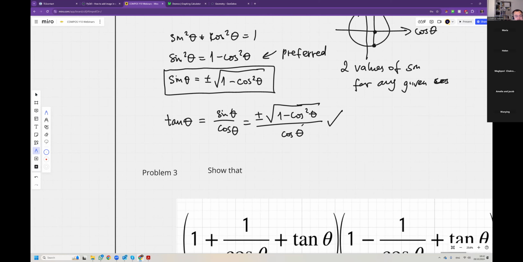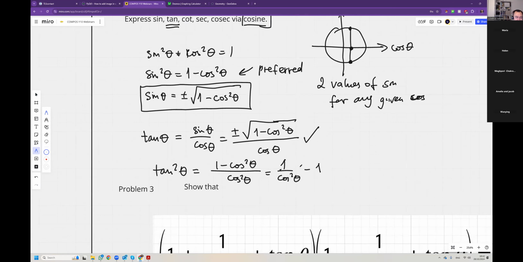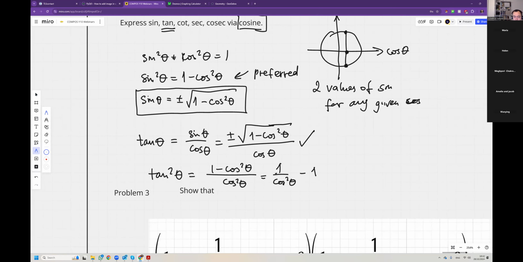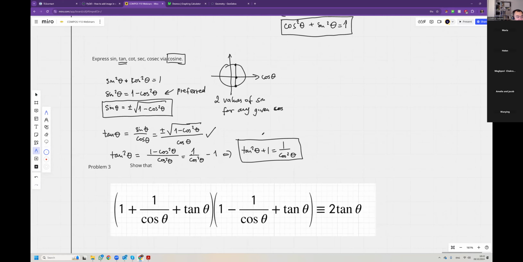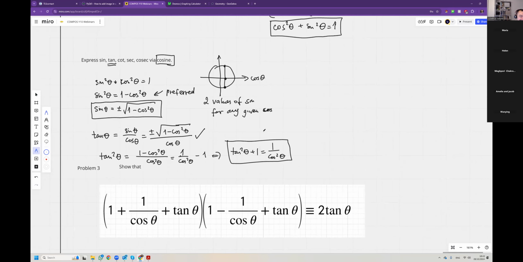So we've done tan, but if you do tan squared theta, it becomes 1 minus cos squared theta over cos squared theta, and that actually becomes 1 over cos squared theta minus 1, which is quite a beautiful formula if you ask me. You can write it down as tan squared theta plus 1 equals 1 over cos squared theta. This is another identity. There are literally hundreds of identities in trig.